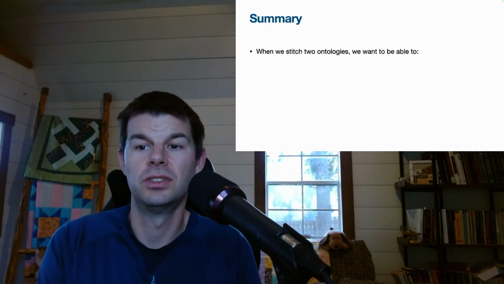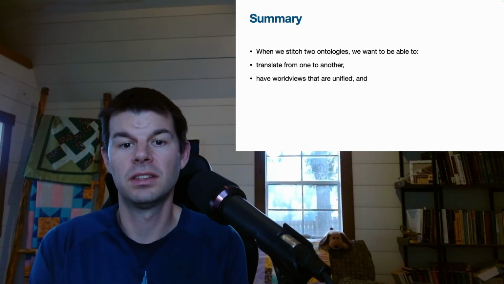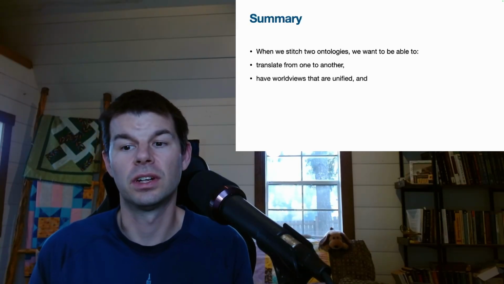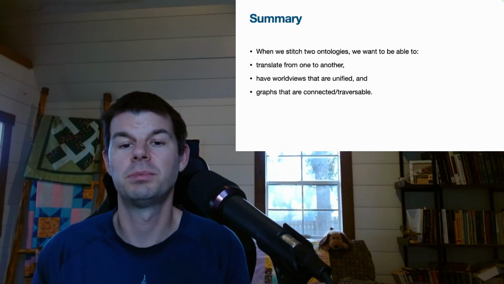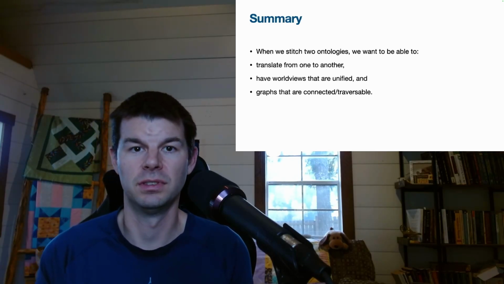So what's going on? Why bring up those three things? Well, here's what I want you to take from what it is to stitch two ontologies together. When we stitch two ontologies, we should be able to translate from one language to another, see how the worldviews are unified in terms of a model conception, and also have a graph that results that's connected and traversable.